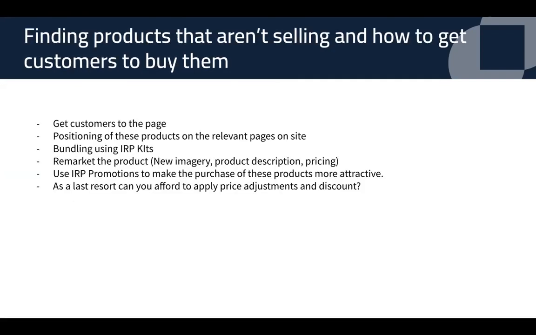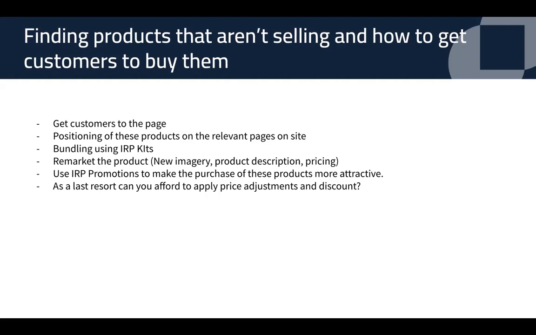And then finally, just to summarize finding products that aren't selling and how we can get customers to buy them. First of all, we need to look at traffic and getting customers to the page. So seeing if those products actually have views in the first place. Next, we can look at the position of these products in the relevant pages on site. Can you utilize or highlight these products on home pages, on listings pages, and more prominently on the products pages using link models? We can then look at bundling and using IRP kits.